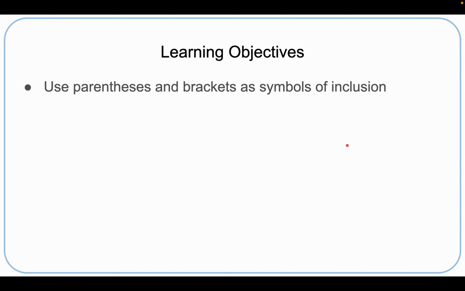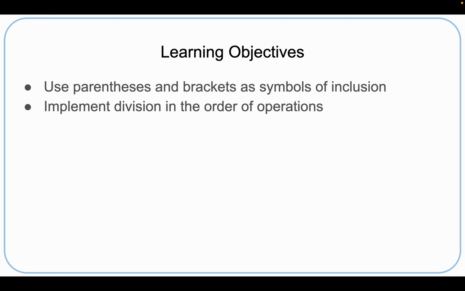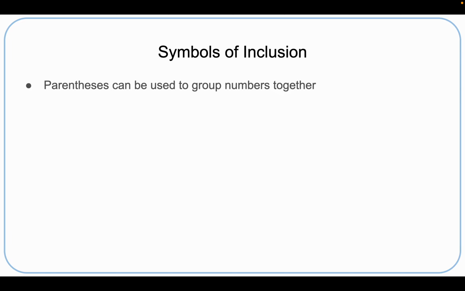Good. Okay, our learning objectives today. We're going to use parentheses and brackets as symbols of inclusion, and we will implement division in the order of operations. So, symbols of inclusion. These are parentheses, which we've seen before, and they can be used to group numbers together. So up until now, we've seen parentheses used to show multiplication of two numbers that are next to each other. So here we have 12 times 5, 3 times 2, and 8 times 4, using those parentheses instead of a multiplication sign.